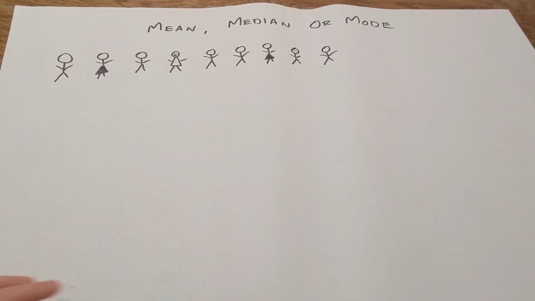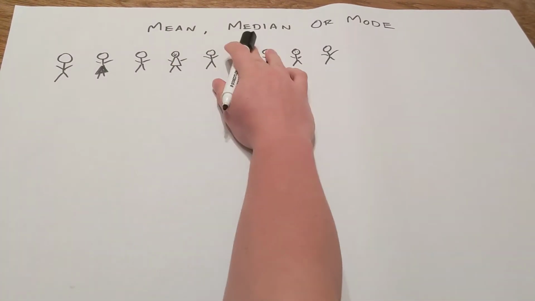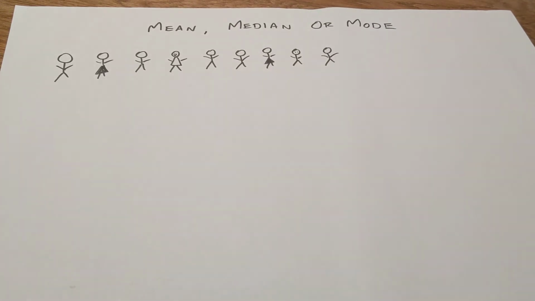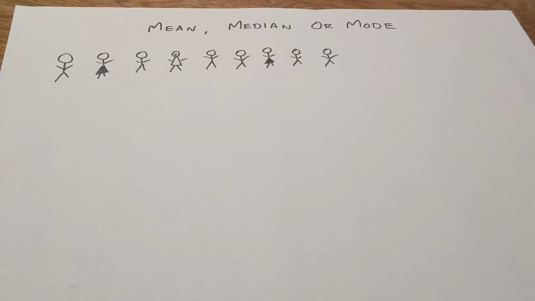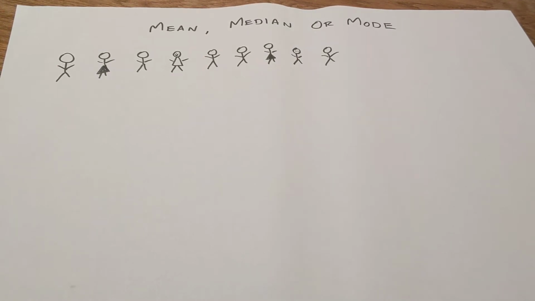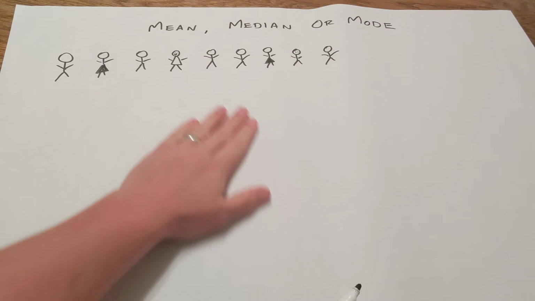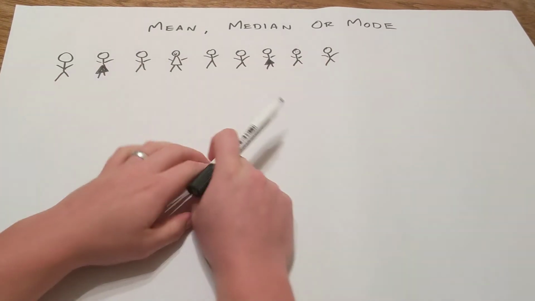Hi, in this video we're going to finish off our work on mean, median and mode. In the last video we learnt about these three types of average, what each of them were and how to calculate them. In this video we're going to look at when you would use the different types and why we have these different types of data.